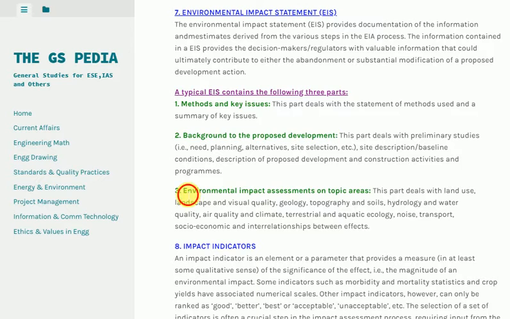3. Environmental impact assessments on topic areas. This part deals with land use, landscape and visual quality, geology, topography and soils, hydrology and water quality, air quality and climate, terrestrial and aquatic ecology, noise, transport, socio-economic and interrelationships between effects.